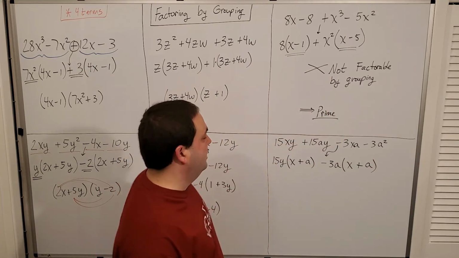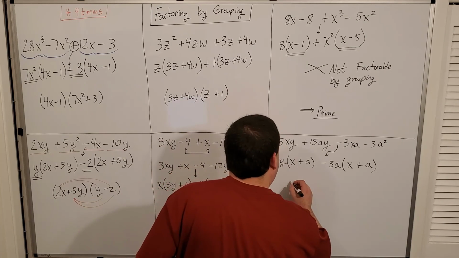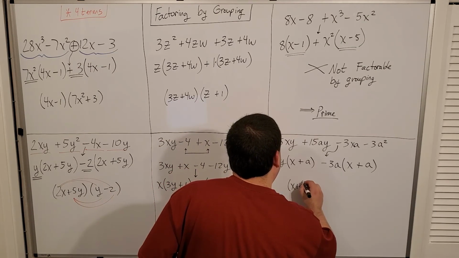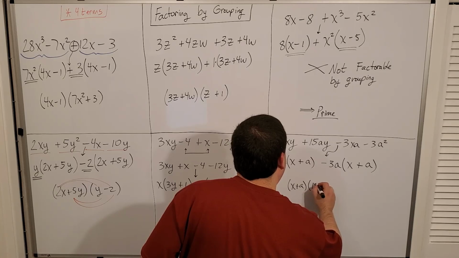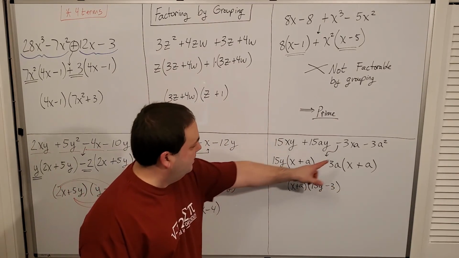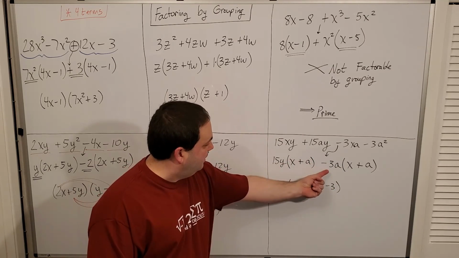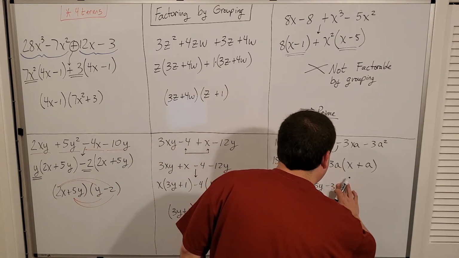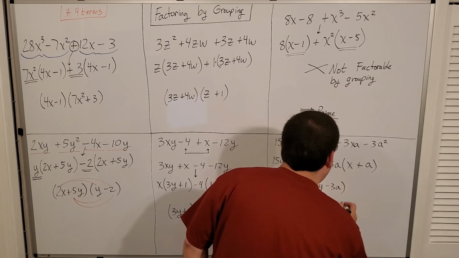Both of these have x plus a, so I pull that out, leaving me with 15y minus 3a in the other parentheses, right? Because the x plus a is common. I'm left with the 15y minus, whoops, messed up there, minus 3a.